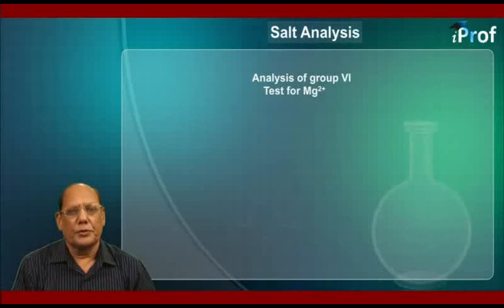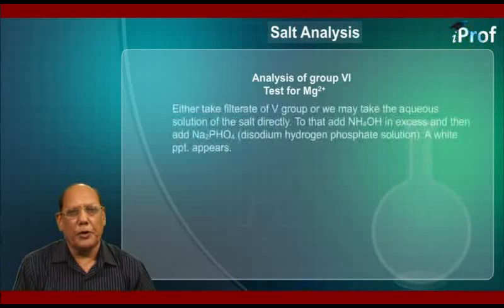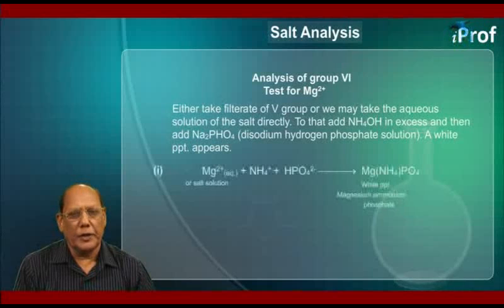Analysis of group 6, that is test for magnesium ions. Either take filtrate of 5th group or we may take the aqueous solution of the salt directly. To that add ammonium hydroxide in excess and then add disodium hydrogen phosphate. A white precipitate appears. The first reaction is magnesium ions, from the solution or directly from the salt solution, plus ammonium ions plus HPO4 2- form MgNH4PO4, a white precipitate of magnesium ammonium phosphate.